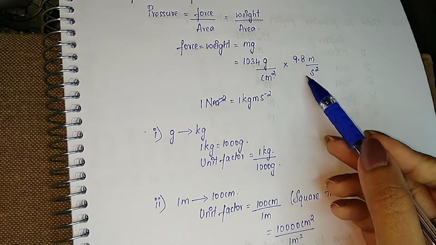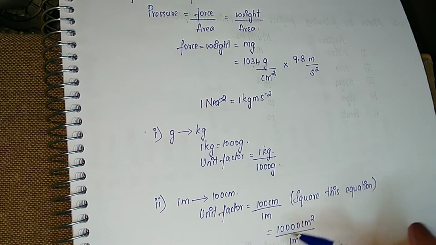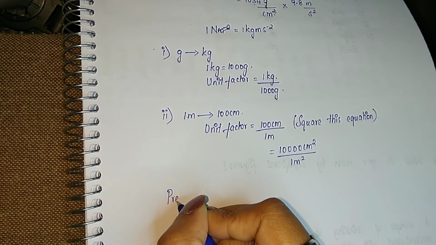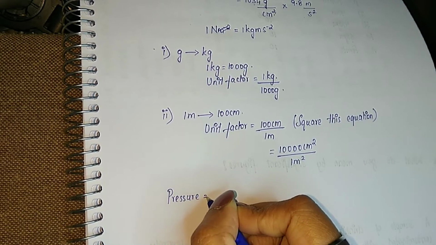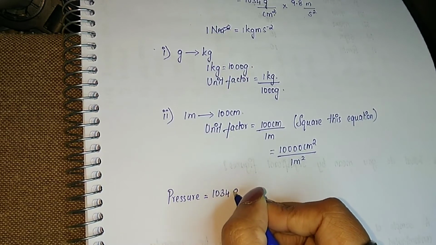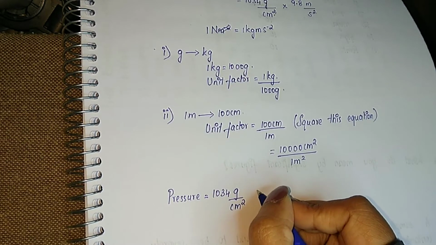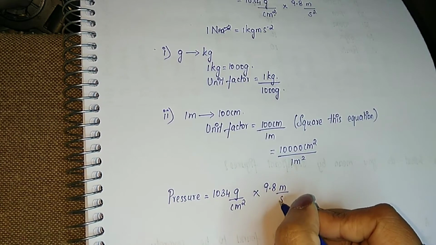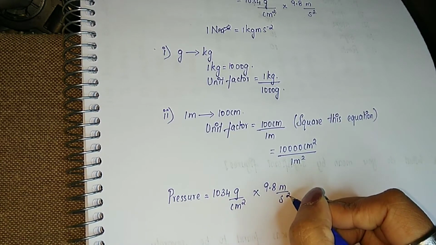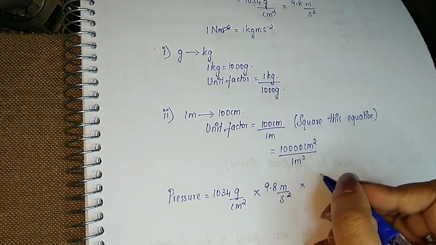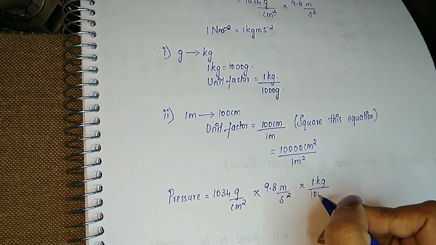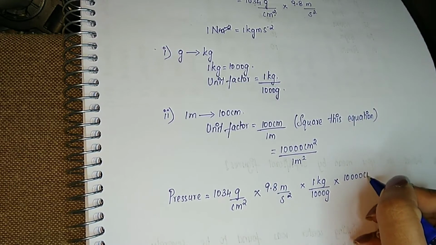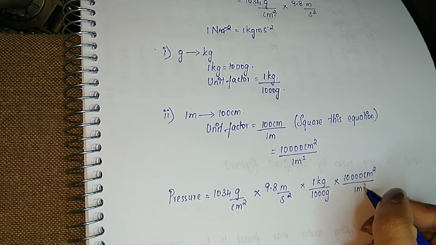Now we are going to substitute the conversion of both of these in the pressure formula. So when we write here, pressure is equal to 1034 gram by centimeter square into 9.8 meters by seconds square into this value, 1 kg by 1000 grams, into this value, the next conversion, 10,000 centimeter square by 1 meter square.